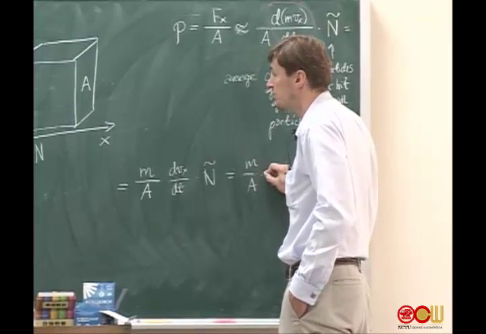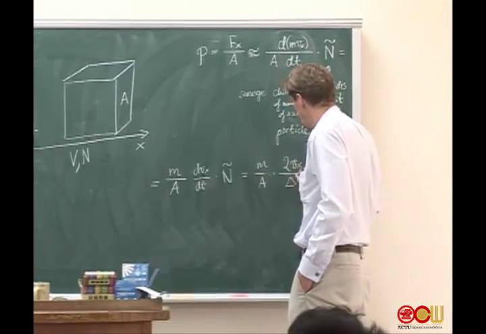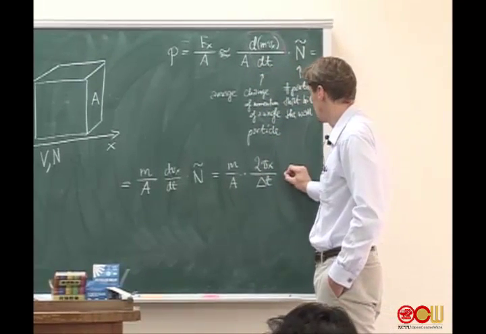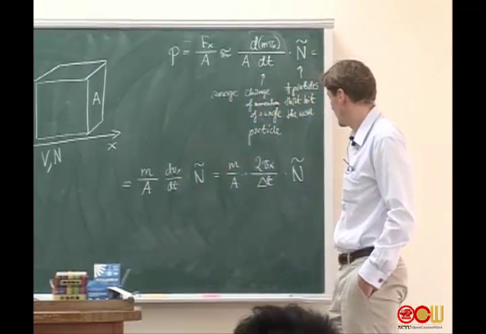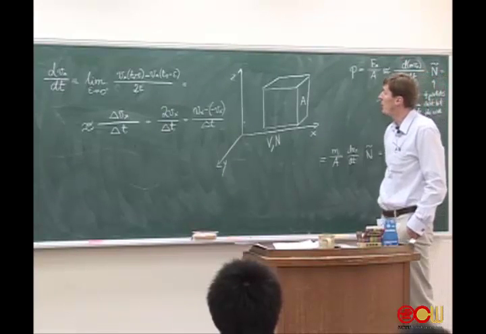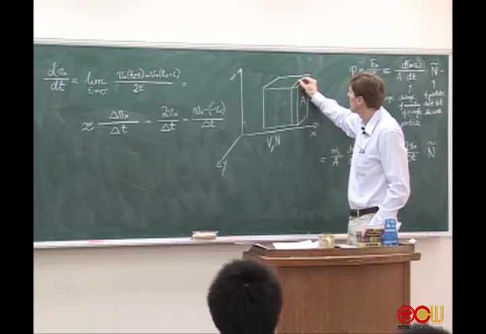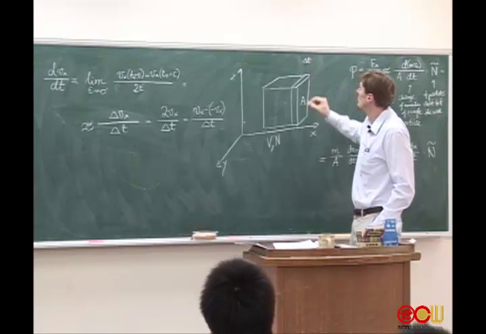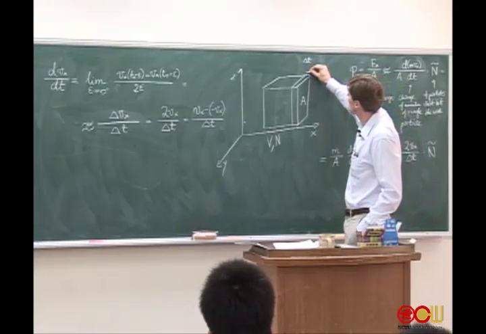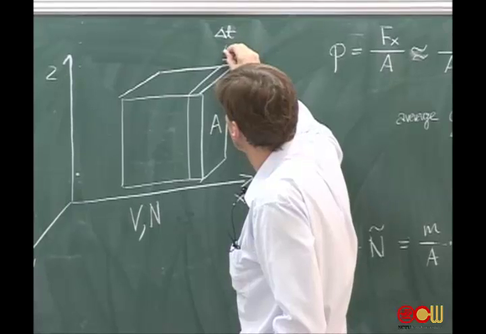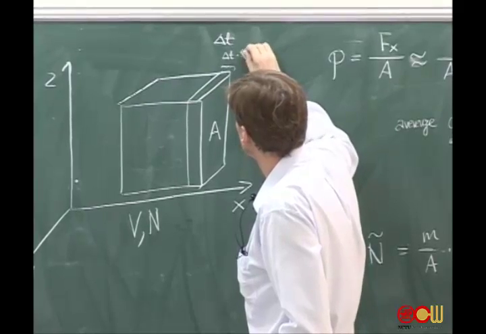M over A times 2Vx over delta t. And we still don't know what is the number of particles in this volume. Well, the number of particles that are going to hit the wall, that would be difficult. Let's assume that we have some short time delta t, and we want to calculate how many particles hit the wall. That wouldn't be so difficult. It's enough to take here the length delta t multiplied by the average speed x.